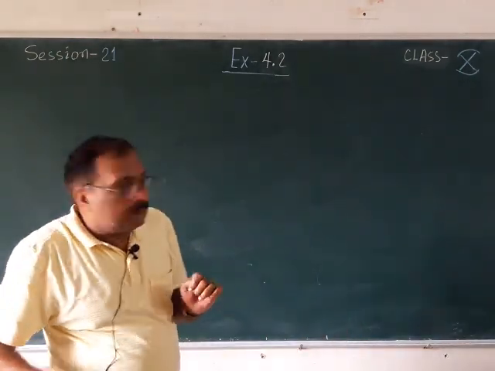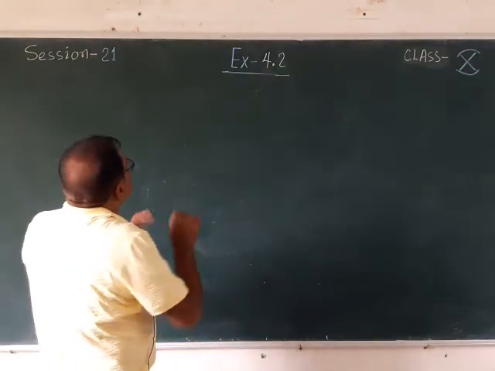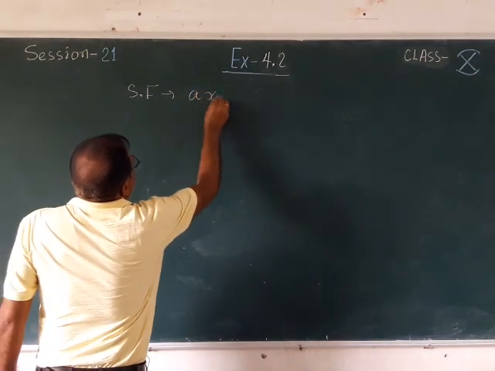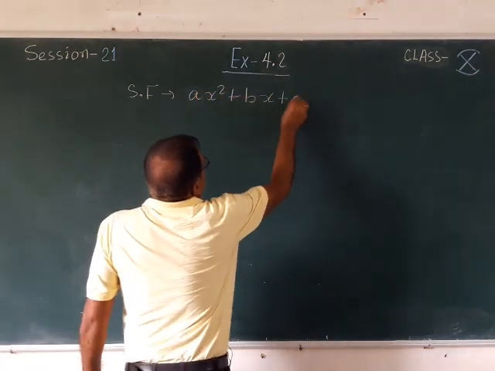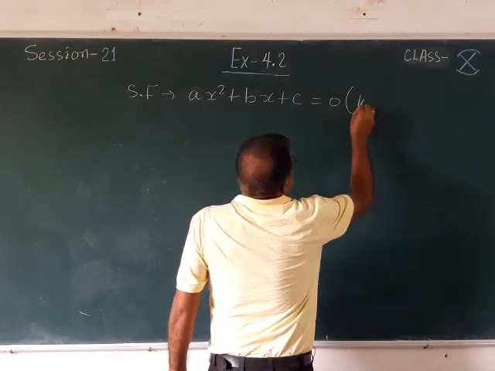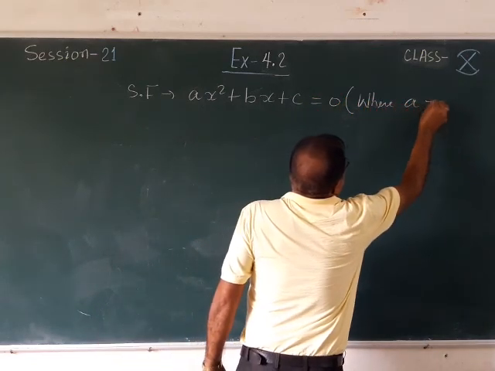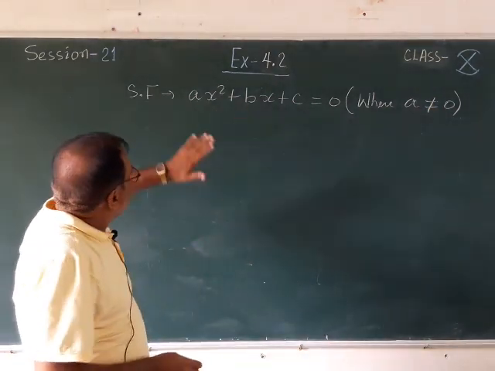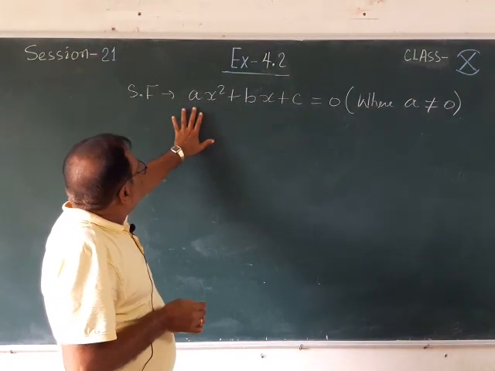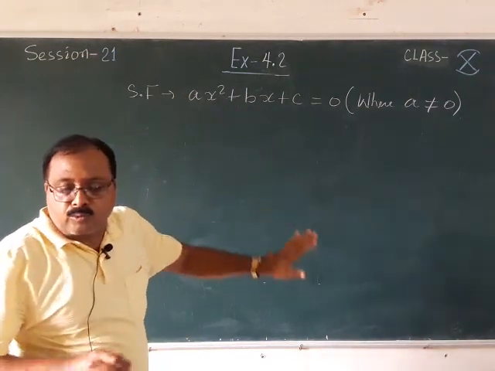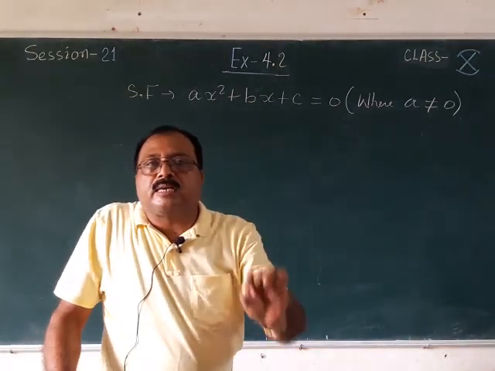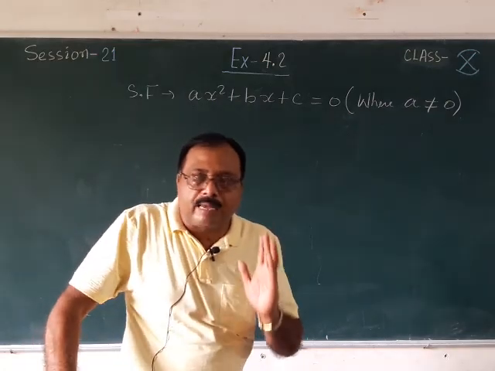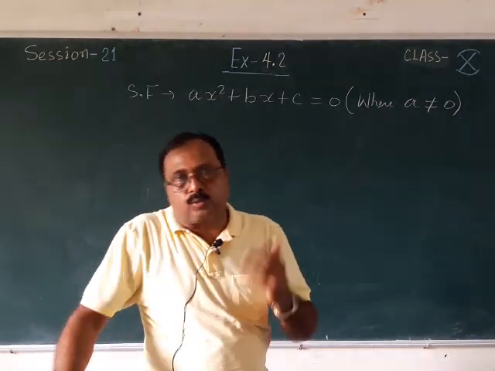Now, in 4.2, first of all, you should keep in mind that the standard form of a quadratic equation is ax square plus bx plus c equal to 0, and here it should be clear that a should not be equal to 0. It is most important that a should not be equal to 0. Now, if this type of equation is given to you, you will first try to find the factors by applying the formulas you already have.